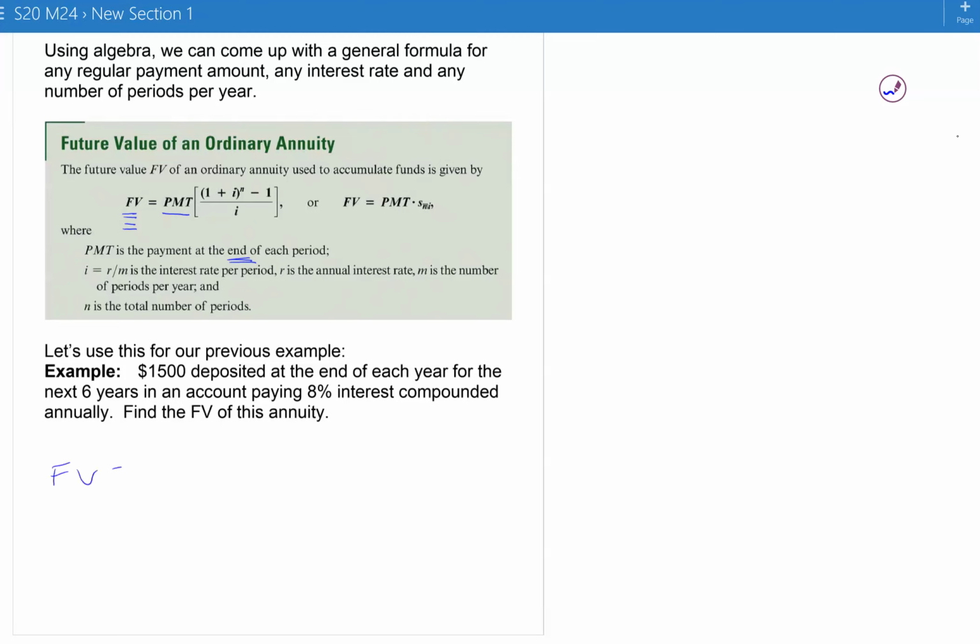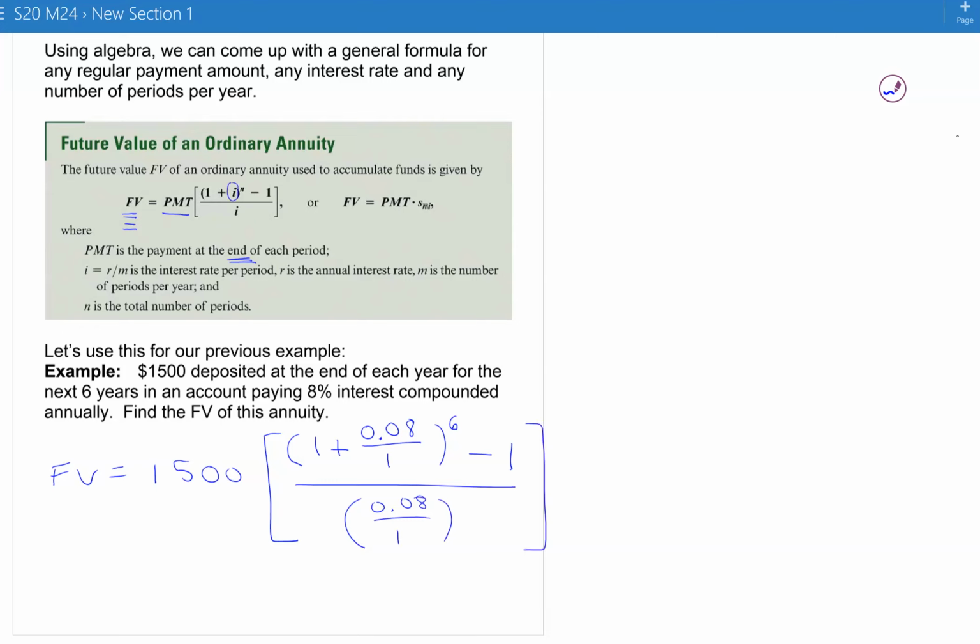We're looking for the future value of $1,500 deposited at the end of each year. So I'm going to have 1 plus my interest rate, which is 8%, so when I change that into a decimal, it's 0.08. Then you divide by the number of times you compound each year, but that's a 1 in this case, but I'm going to show it here just so you know I didn't forget. The number of times you compound is once each year for 6 years, so that's a 6. Then from that quantity you subtract a 1 and divide by the same interest rate.